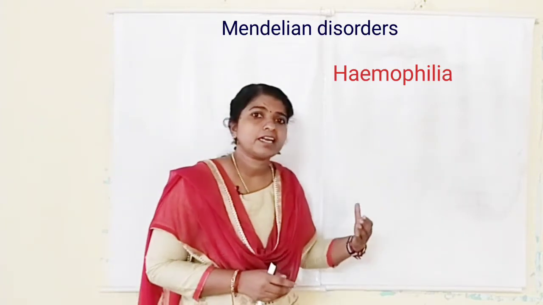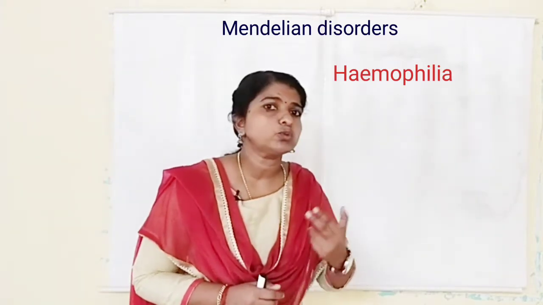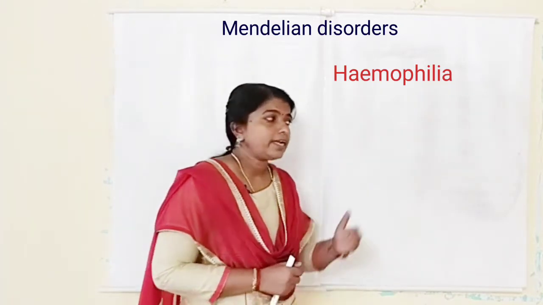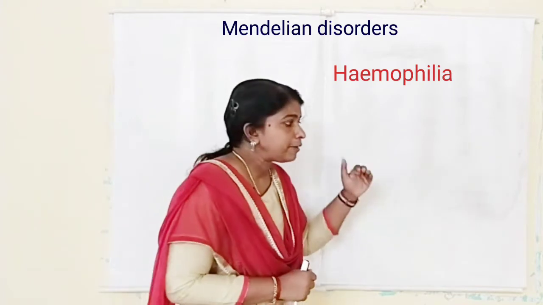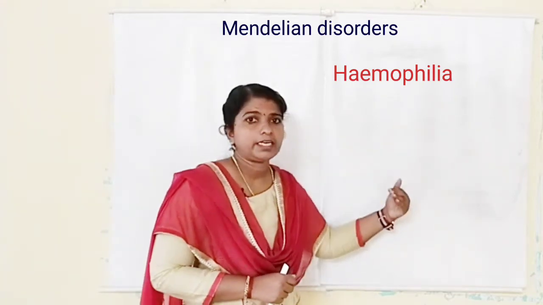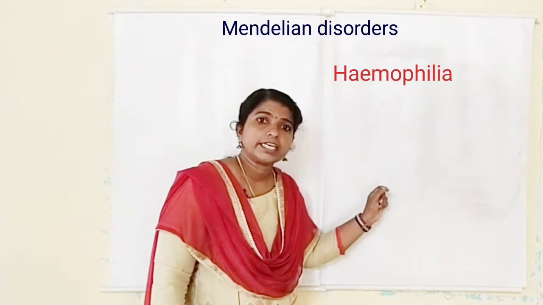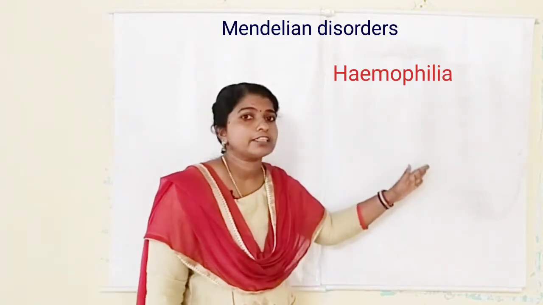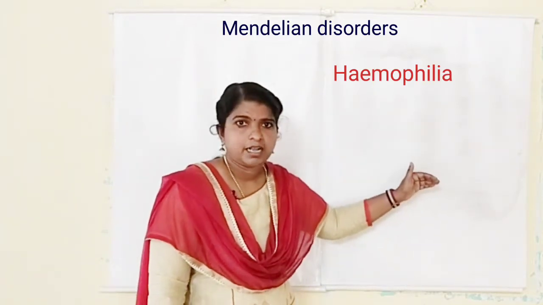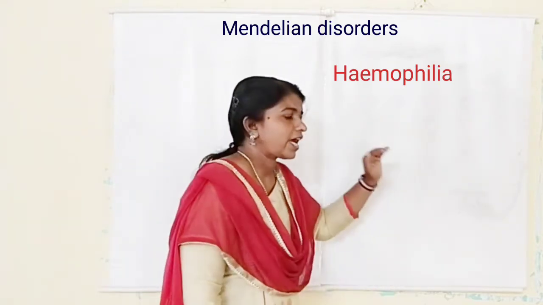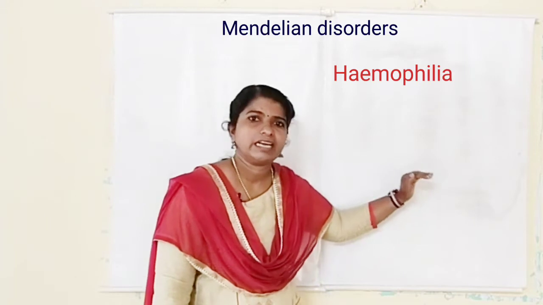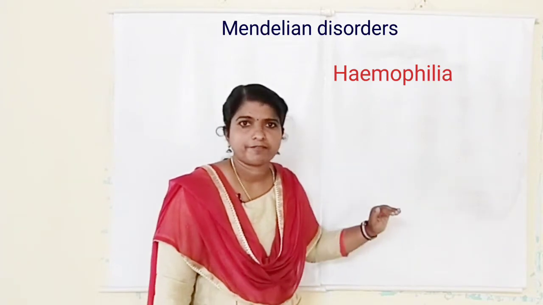Females are very rarely affected because they have 2 X chromosomes, and males have only 1 X chromosome. The female becomes hemophilic only when the mother is a carrier and the father is affected. But that condition is very rare because they cannot live up to that stage of life. It will not survive.